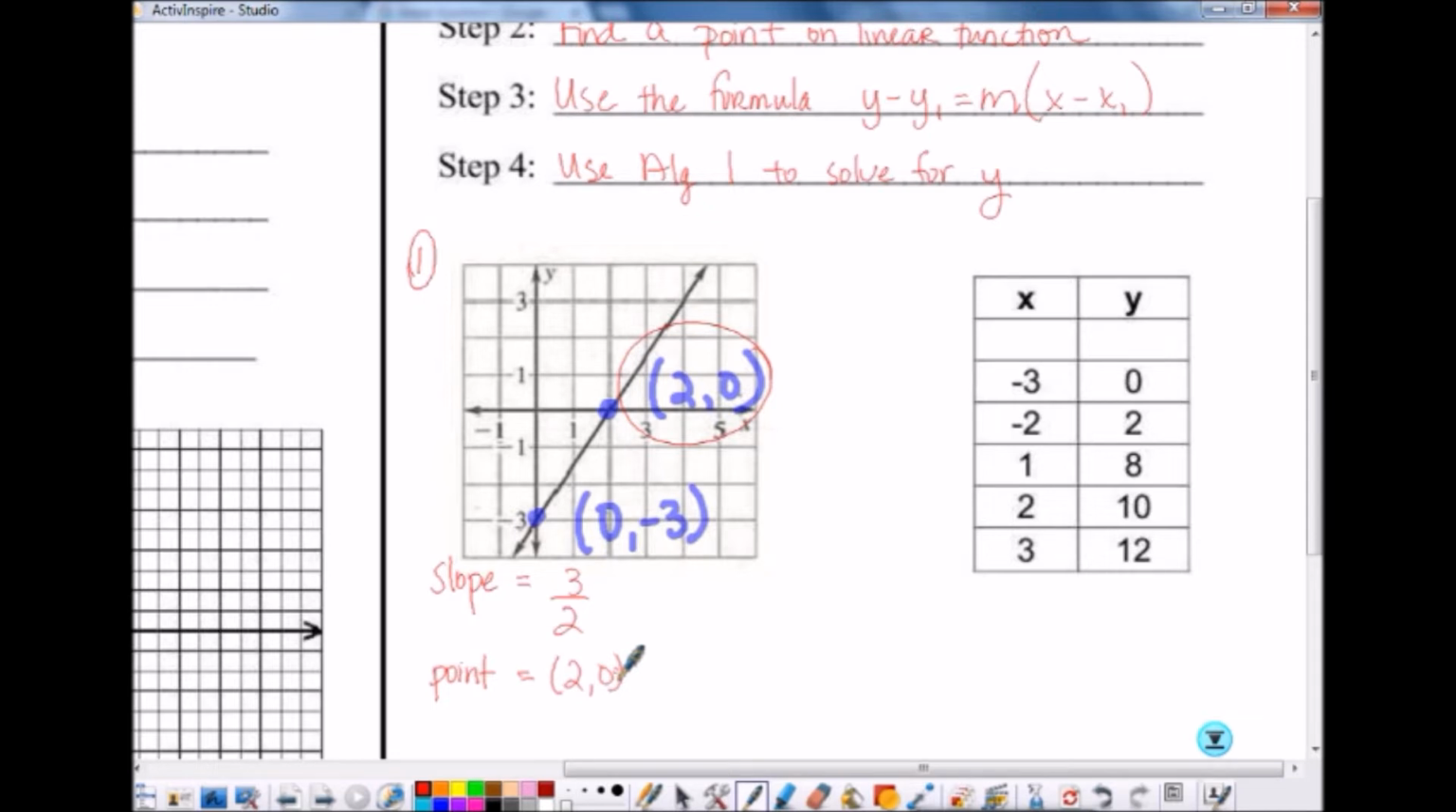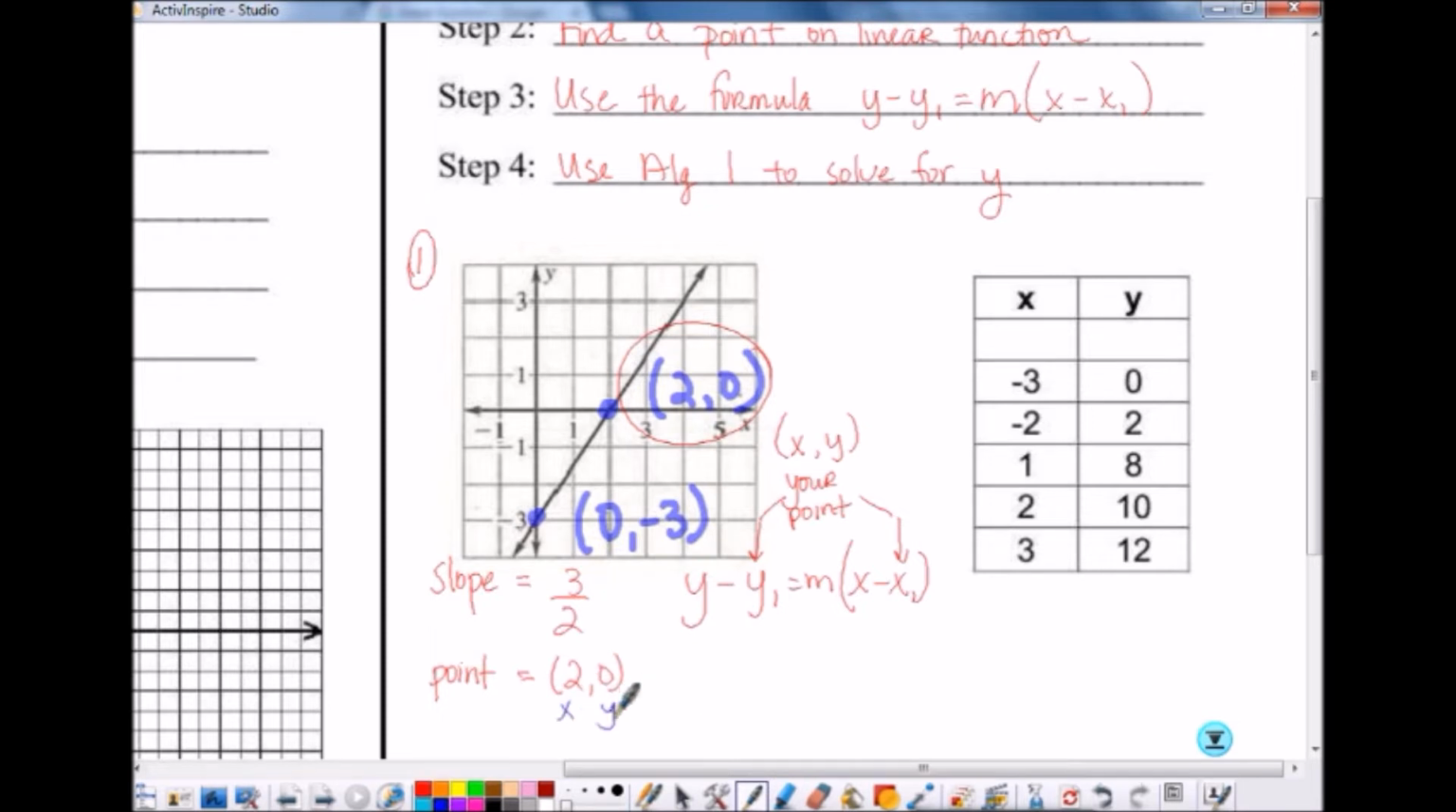Now, step 3, I'm going to use the formula y minus y1 equals m parentheses x minus x1. So you're probably asking yourself, well, where is this y1 and your x1 coming from? Well, this is your point. So this is why you pick a point. Your point here is your x, y value, which we actually found is 2 and 0. So remember, which one is the x value, which one's the y value? That's right, 2 is your x value, 0 is your y value.